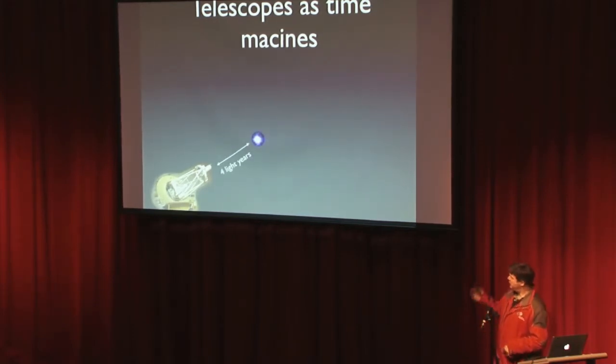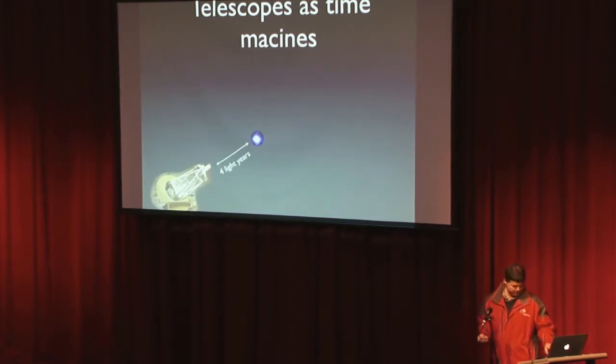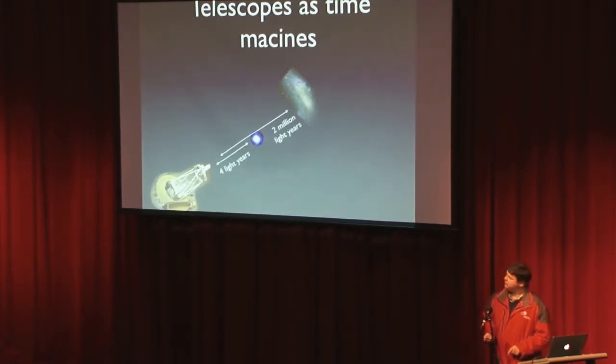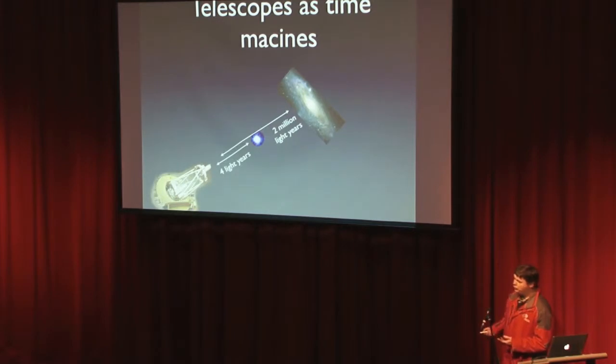Light travels at a speed of 186,000 miles per second, 300,000 kilometers per second. Even the nearest star is so far away that its light takes about 4 years to reach us. So when we look at the nearest star, Alpha Centauri, we're looking 4 years back in time. The nearest galaxy, Andromeda, is a bit further. It's about 2 million what we call light years, which means its light takes 2 million years to reach us. So we're seeing the Andromeda galaxy as it was 2 million years ago.